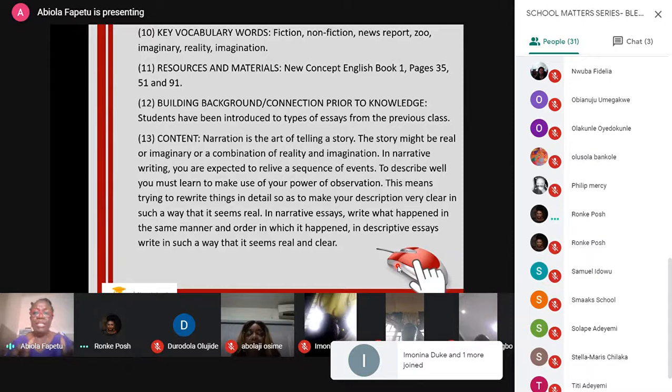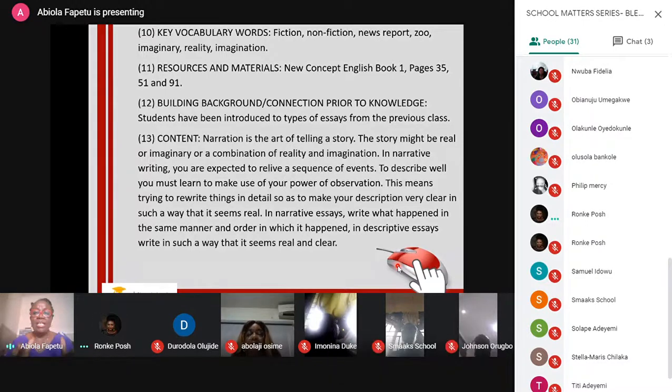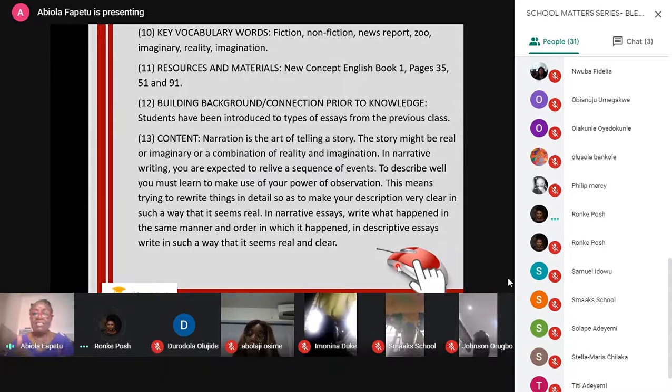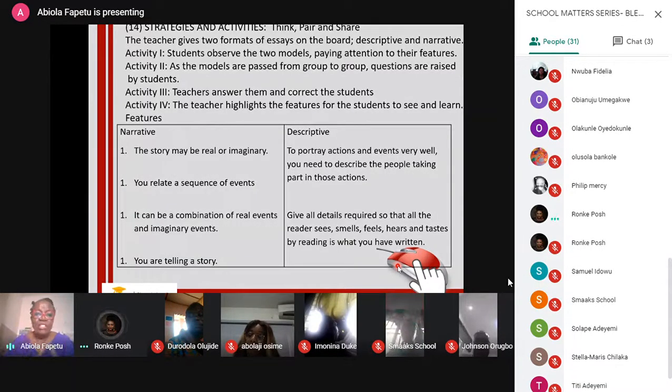During background, they said students have been introduced to types of essays from the previous class, then they give a little narration of what narrative essays and descriptive essays are. For strategies, they do the think, pair, share.